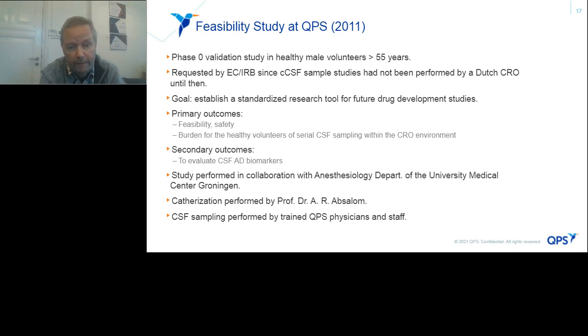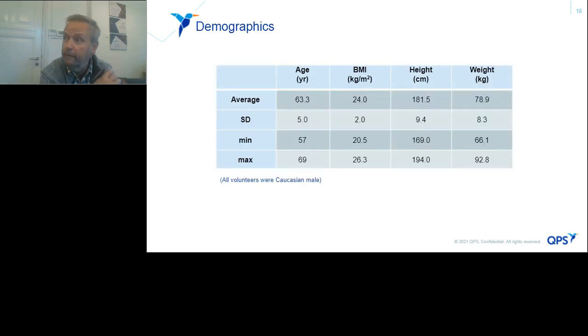Secondly, outcomes. We wanted to see if we could evaluate CSF AD biomarkers, and we went for acetylcholine, which is a somewhat difficult analyte because it degrades pretty fast. The study was performed in collaboration with the anesthesiology department of the University Medical Center in Groningen, and the catheterization was performed by Professor Absalom, sitting next to me, and CSF sampling was performed by our trained QPS physicians and staff in a team. I'm going through this study, which was published in 2012.